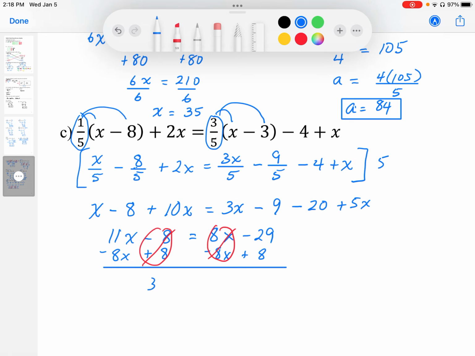So I end up with 11 minus 8 is 3 x's. Negative 29 plus 8 gives me negative 21. They count against each other. Last step is divide by 3. x is equal to negative 7 as my final solution.